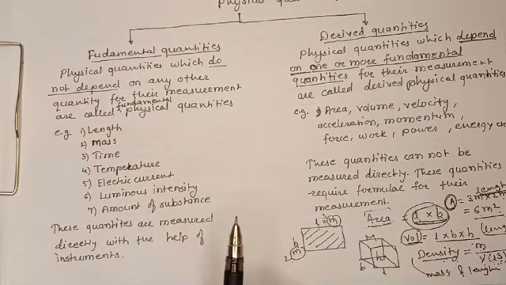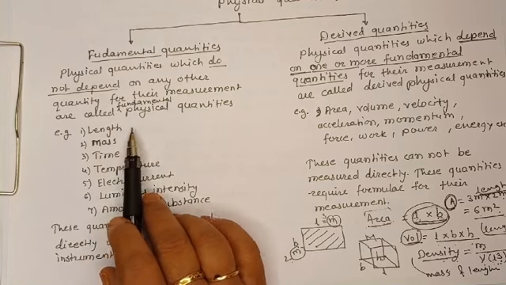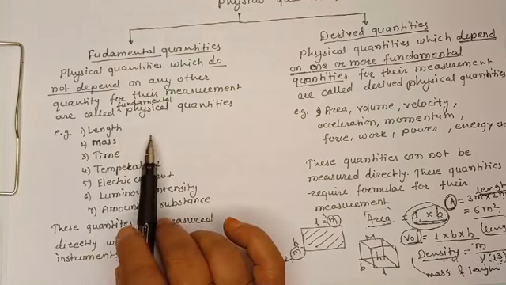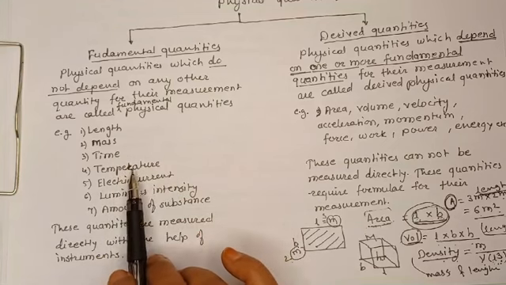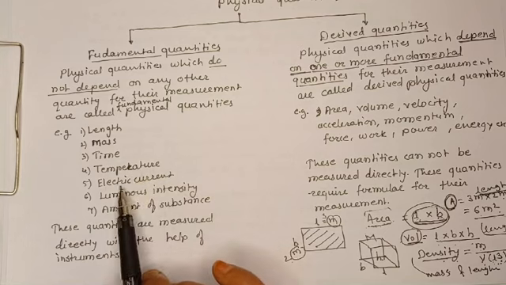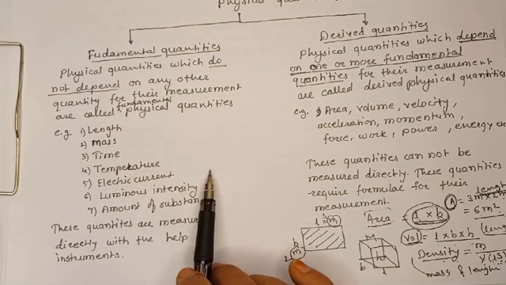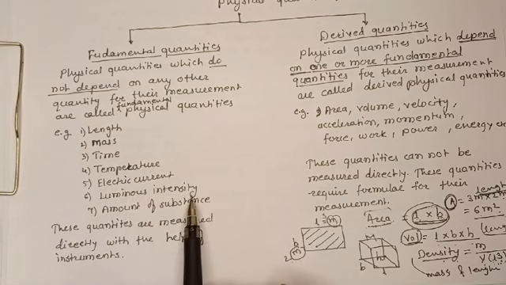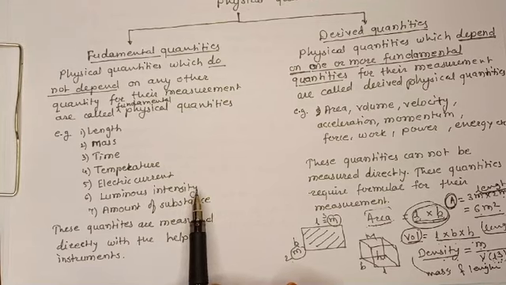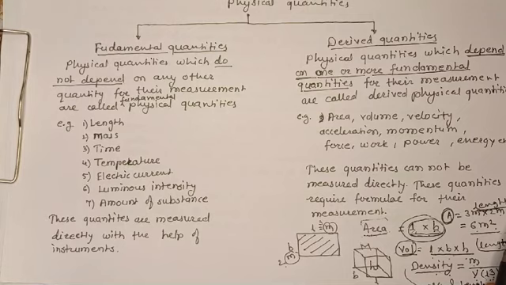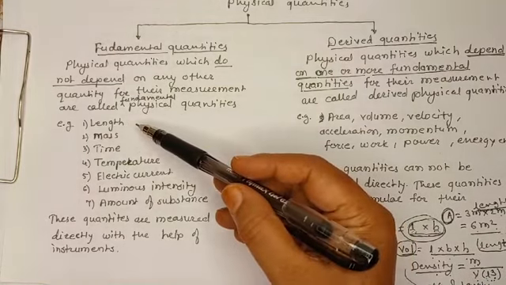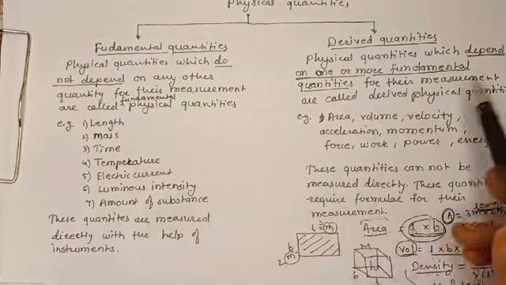These quantities are measured directly with the help of instruments. For example, length is measured with the help of scale, mass is measured with the help of balance, time is measured with the help of clock, temperature is measured with the thermometer, electric current is measured with the help of ammeter. Luminous intensity is a physical quantity which is used to express brightness, that is intensity of light. These quantities are directly measured, so they do not require any formulae.